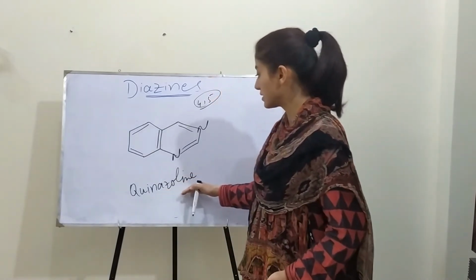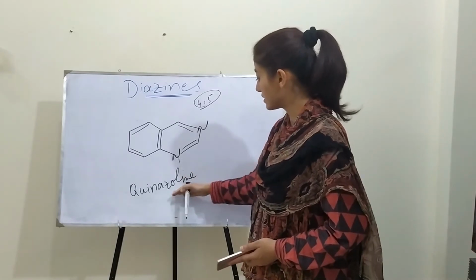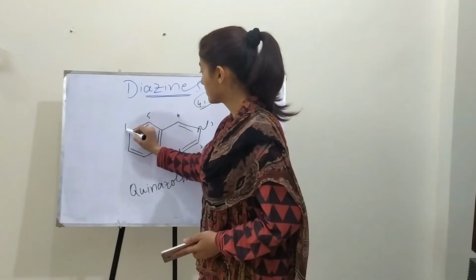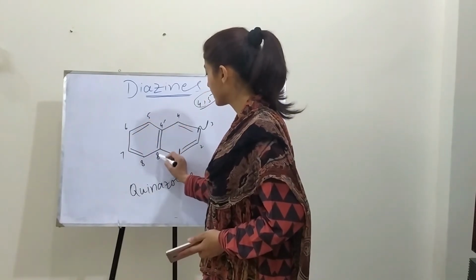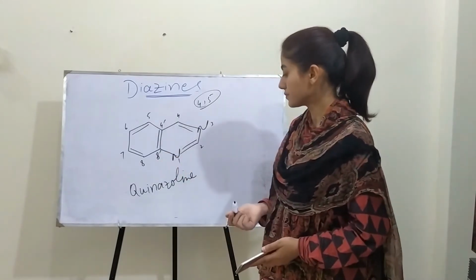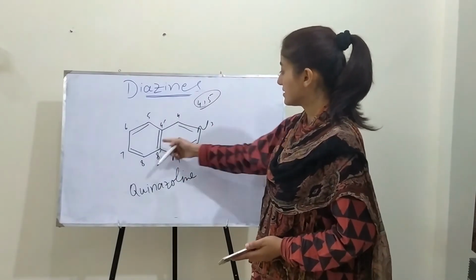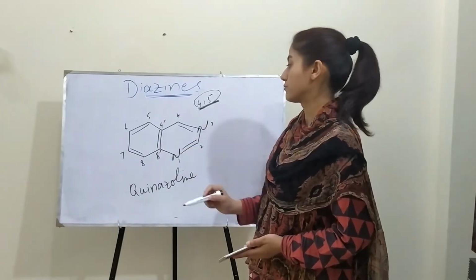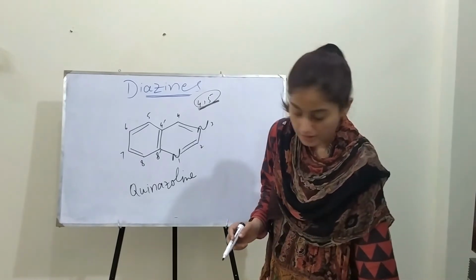That is quinazoline, and the numbering system for quinazoline is like this: 1, 2, 3, 4, 5, 6, 7 and 8. Here it is 4 prime and it is 8 prime. So the benzene ring gets fused with this pyrimidine at only the 4-5 position, not at any other position.